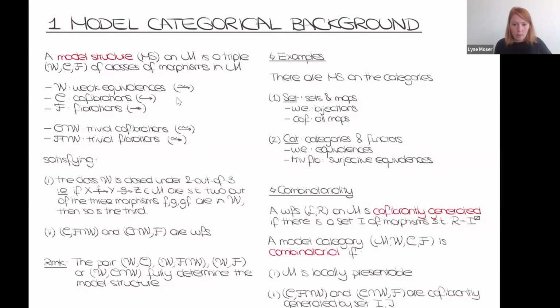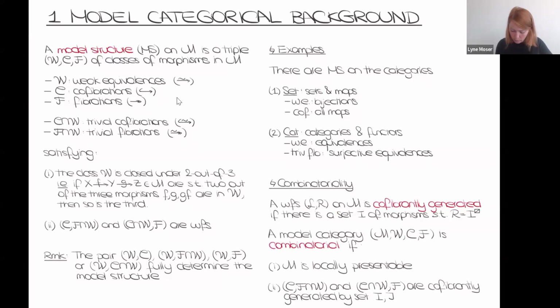And then we can define a model category to be combinatorial if, first of all, the category M is locally presentable. So if you don't know what this means, it's just, again, some size condition issues. So we don't want it to be too big, basically. And both factorization systems are cofibrantly generated.